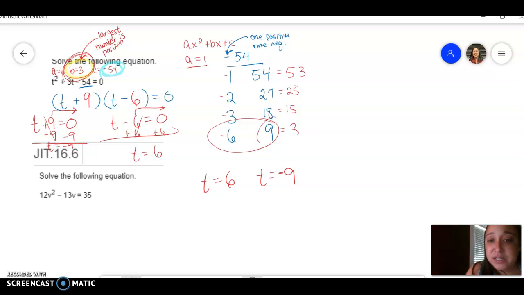And if you notice, positive 9, negative 9, negative 6, positive 6. When your a is equal to 1, it's very easy to find your solutions. Only when a is equal to 1. It's a tad bit different when a is not equal to 1. But your solutions to the equation are going to be the opposite of what your factors are. But that's only when a is equal to 1.